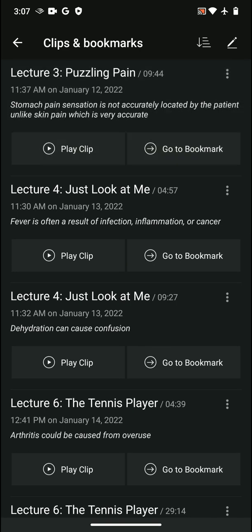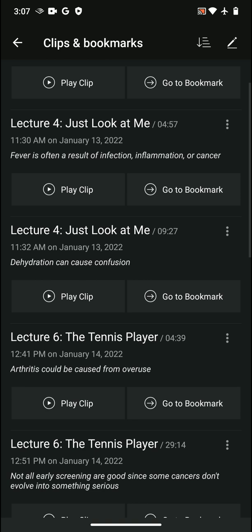Stomach pain sensation is not accurately located by the patient, unlike skin pain, which is very accurate. People say we have a stomach issue, but we don't know where. The stomach is big, so we can't say where. The skin, on the other hand, we can show exactly where the problem is.